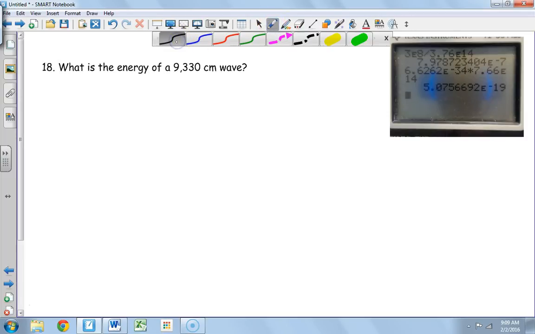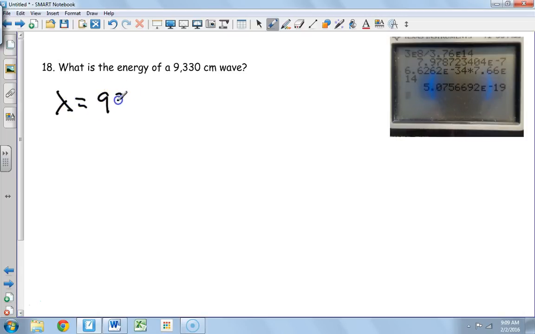Well, what are we given in the problem? Let's write what we're given. We're given a wavelength, lambda equals 9330 centimeters, and we're trying to find energy. Energy equals question mark. Now, this problem is slightly different because we have to make sure that our units are in meters before we do anything else. So we have to convert this to meters.